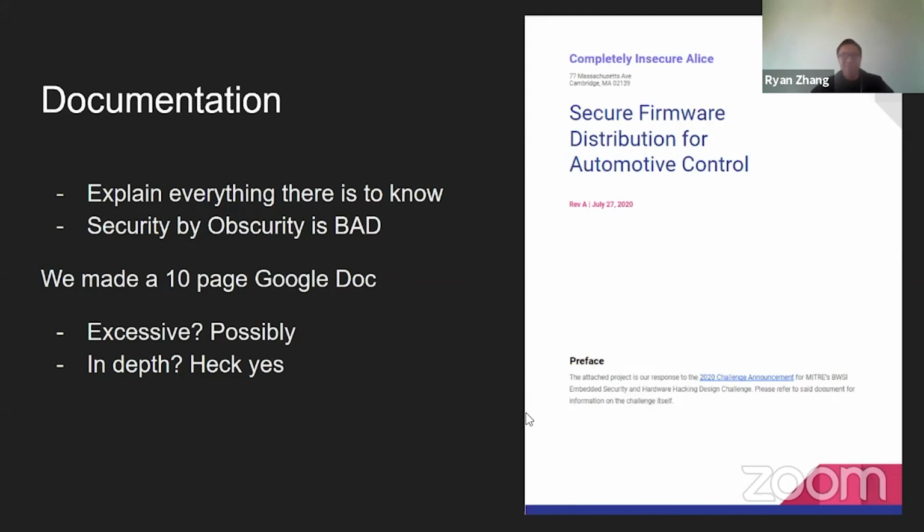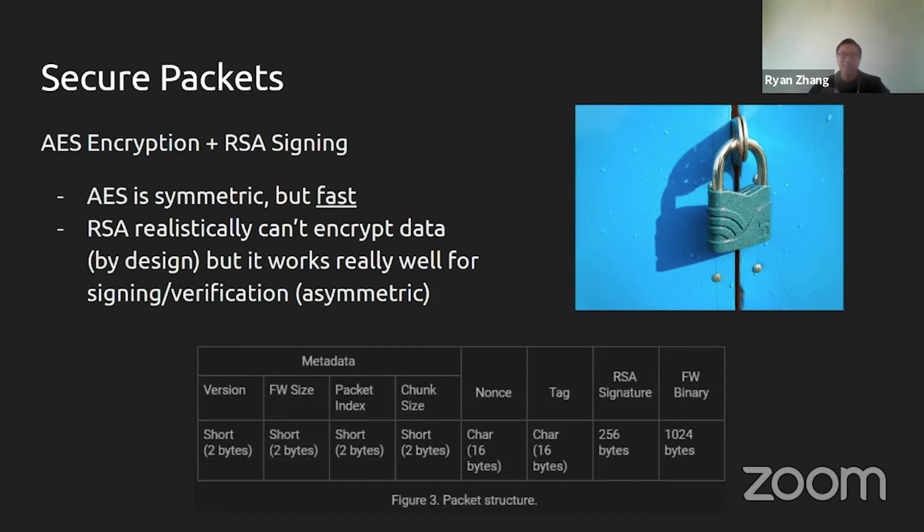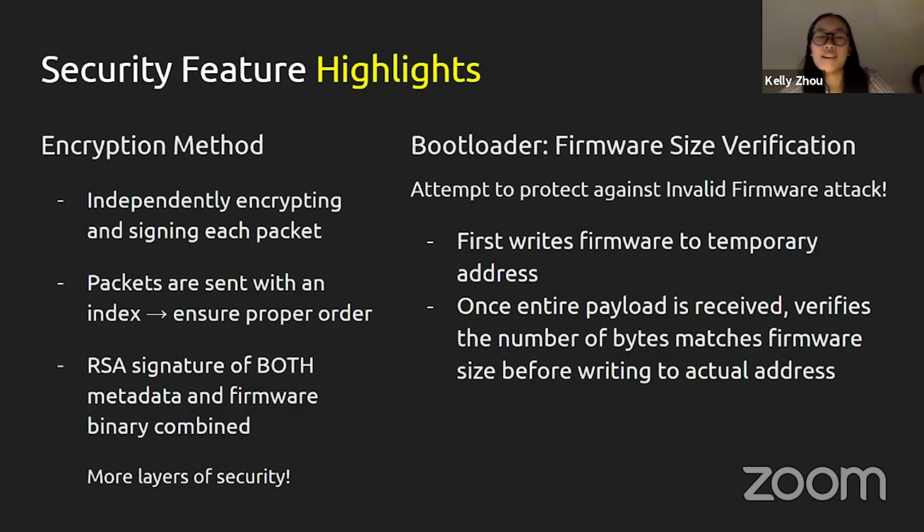Okay, so for the actual packets that we sent, we encrypted the firmware itself with AES, because AES is fast and designed for this kind of thing. And then we used RSA to sign both the metadata and the firmware together, because RSA uses an asymmetric key structure, which helps protect against an event in which our keys from the bootloader get leaked. There's a nonce in each packet which differs between them, so that the AES has that additional layer of security. So here are some of the highlights of our design.